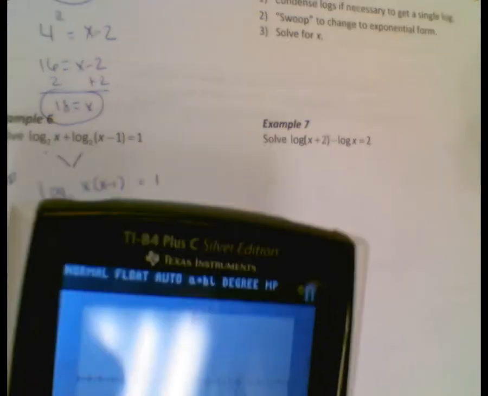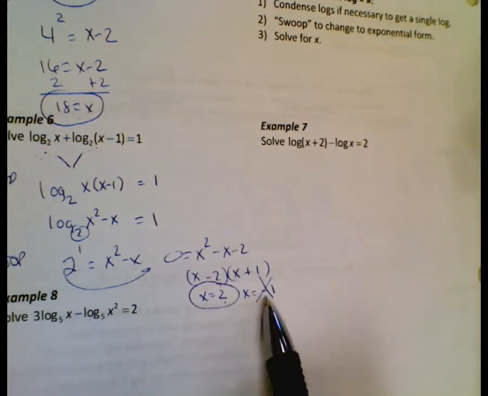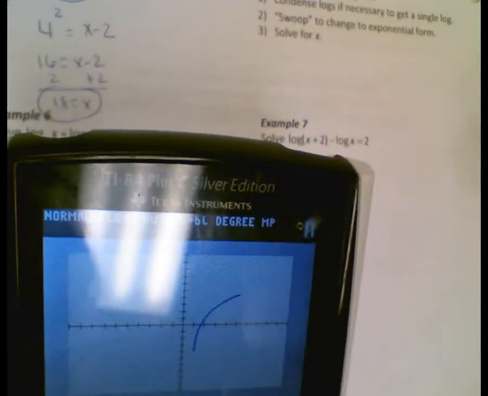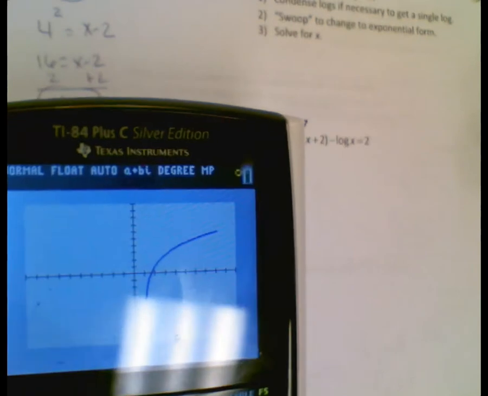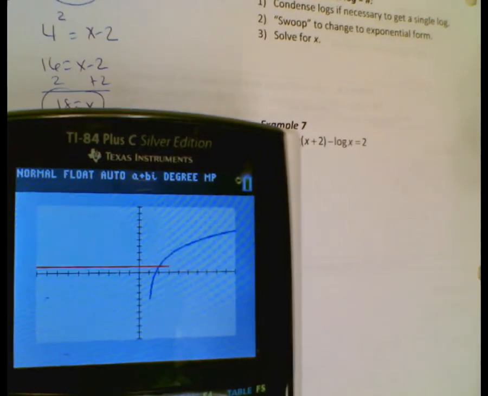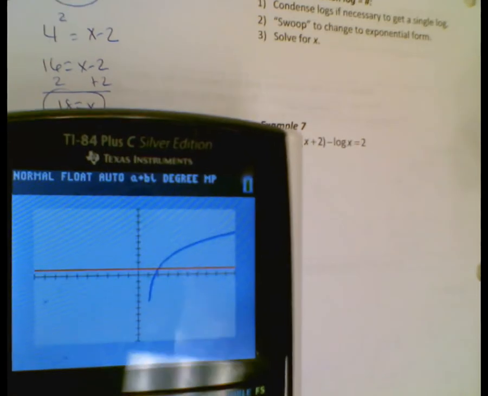Remember, our answer was 2. It's showing that we have 2 answers here, but I said one of them doesn't work. Is this 1? So there's the first one. That's what the sum of those 2 logs looks like. And then here comes the y equals 1. And notice it only intersects 1 place, not twice.